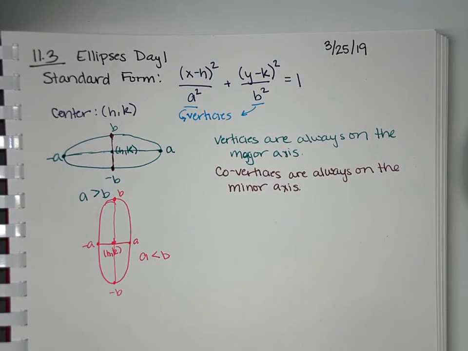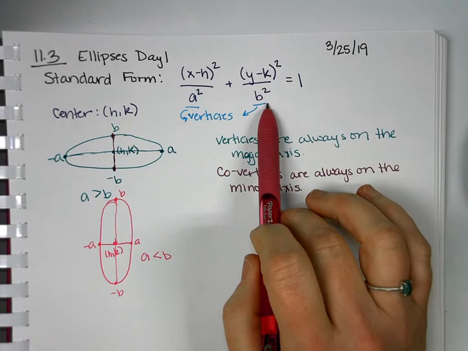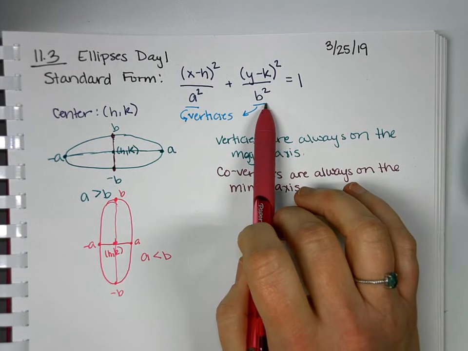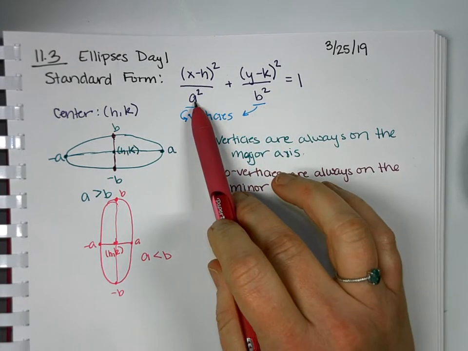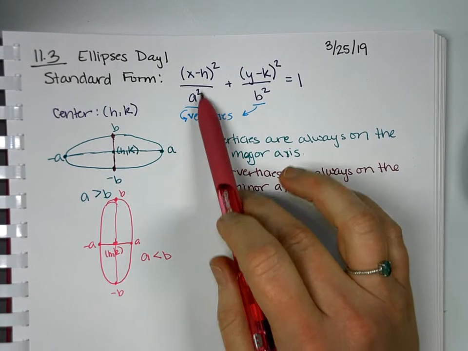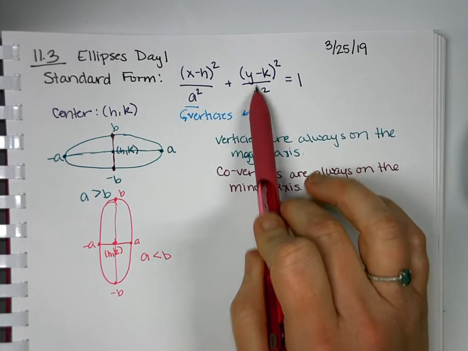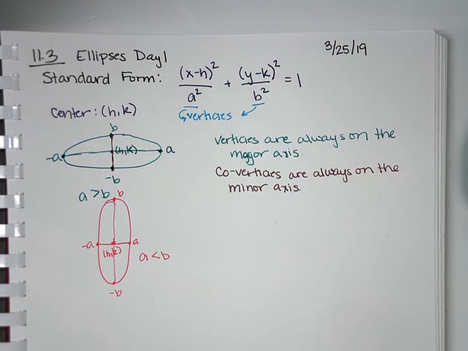So the trick to know what direction your ellipse is going to go, whichever denominator is bigger, that's the direction that your ellipse will go. So if a squared is bigger than b squared, then it's going to be a horizontal because it's under x. If b squared is bigger, it's going to be vertical because it's under y. So that's kind of the quick trick that we use to help us determine direction of our ellipse, is which denominator is bigger, the one under x or the one under y.